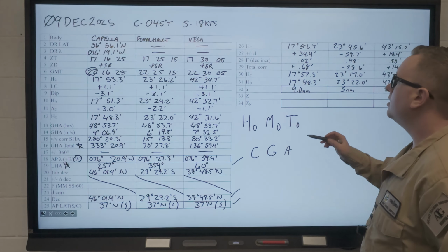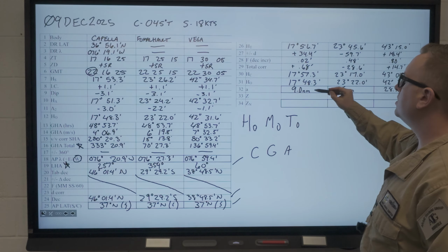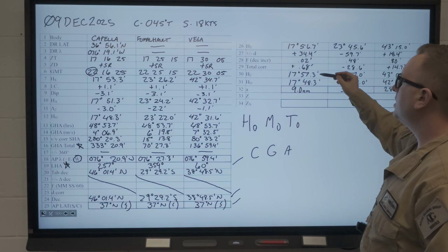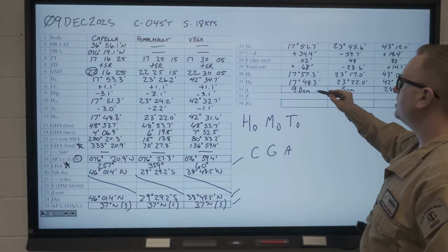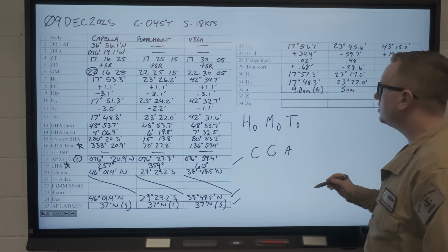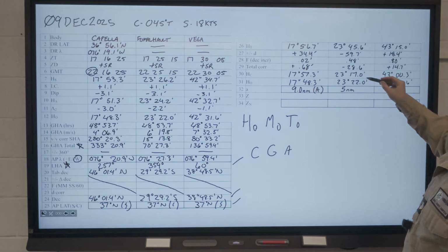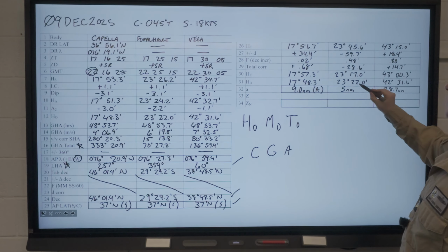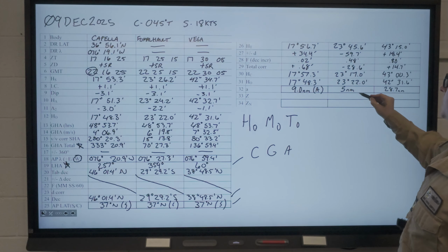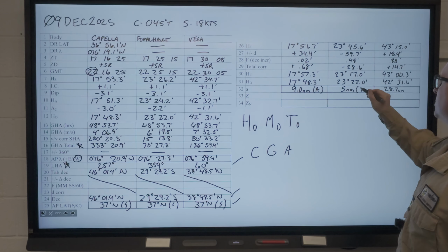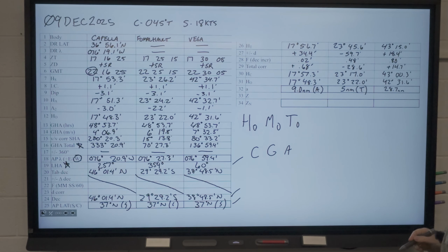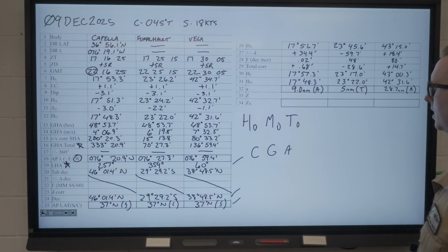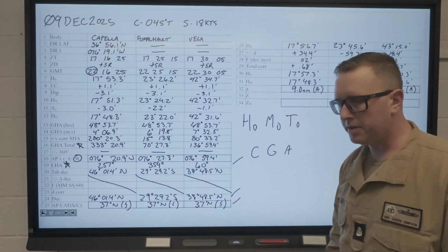All right, to find out away or towards for Capella, HC is greater, so it's going to be away. For Fomalhaut, HO is greater, it'll be towards. And for Vega, HC is greater, so it'll be away. Almost there. Almost getting ready to plot these.